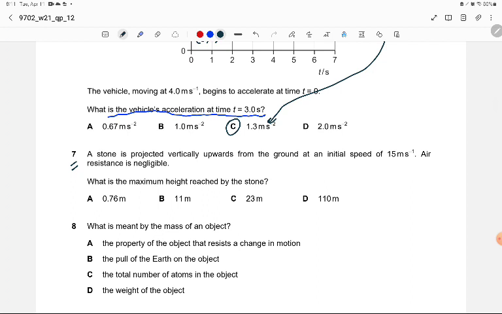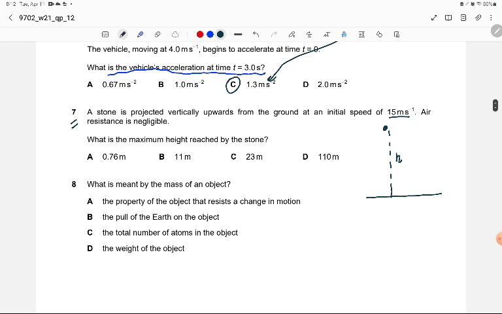Anyways, question number 7. A stone is projected vertically upwards from the ground at an initial speed of 15 meters per second. Okay. So apparently a stone is thrown upwards at an initial speed of 15 meters per second from the ground, and we have to draw the ground over here. The stone tends to go up. Air resistance is considered negligible, so we can use the equations of motion. What is the maximum height reached by the stone? And for this height, we have to find this height.